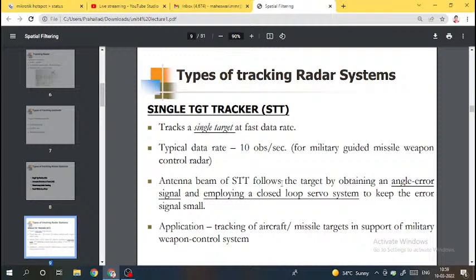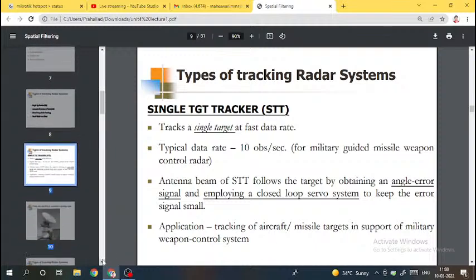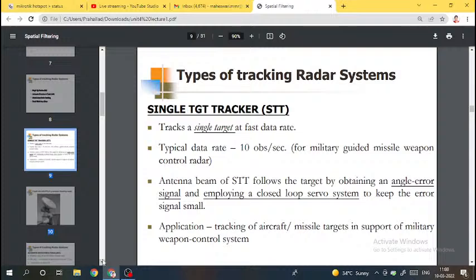The angle error correction is made continuously in a closed loop, and the error would be very small. This is used for military guided missile weapon control radar, and the main applications are tracking of aircraft and missile targets in support of military weapon and control systems. So we have the next type. The only thing is that only one target can possibly be detected.